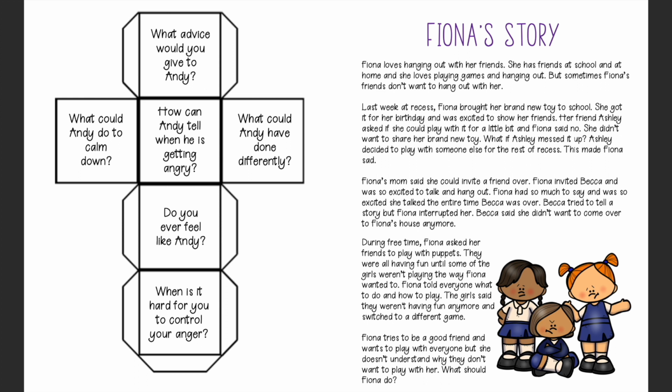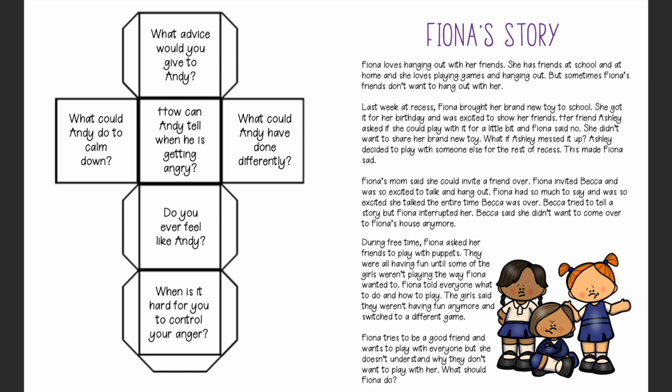And if you're doing these digitally or virtually, you could have students roll a die at their house, or just assign each question a number and have students choose a number 1 through 6 to determine which question they're going to answer. So here's Fiona's story.